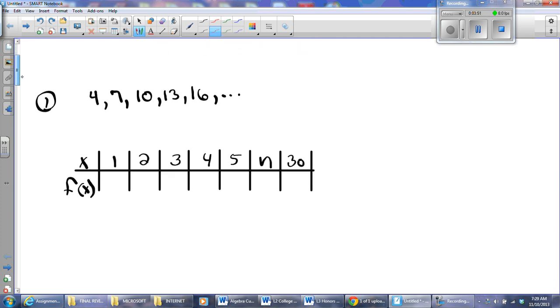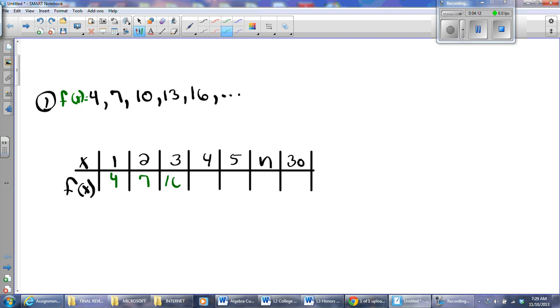Let's look at this first sequence of numbers. It goes 4, 7, 10, 13, 16, and then it goes on forever. Here's what I do first of all. I'm going to fill these numbers in for f of x. These are the f of x numbers. These are the answers. Okay, the first one, number 1, is 4. The second one is 7.